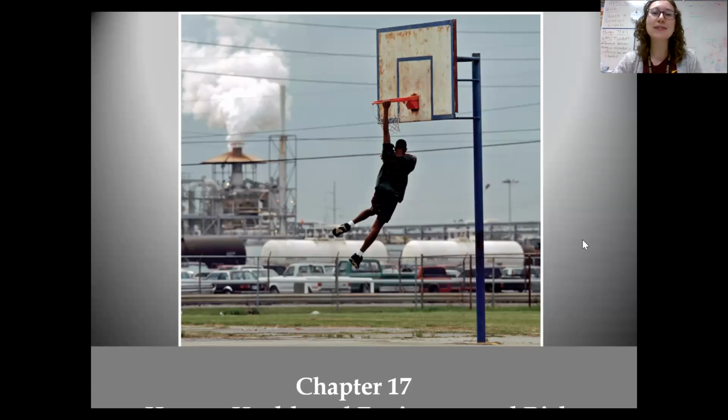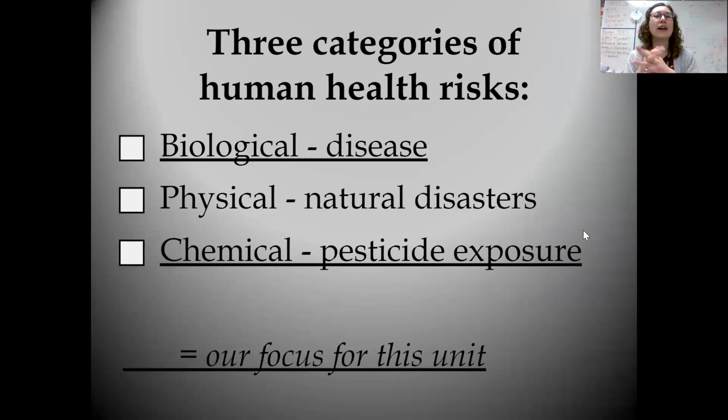All right, let's get into chapter 17, which is going to be talking about human health and environmental risk factors. There are 3 categories of human health risk, essentially 3 different groupings for anything that can harm humankind. Biological, which would be diseases or infections. Physical, so natural disasters, tornadoes, hurricanes, floods, volcanoes. And chemical, which could be anything chemical in nature, like endocrine disruptors or toxic waste. We're really going to be focusing on just these 2.